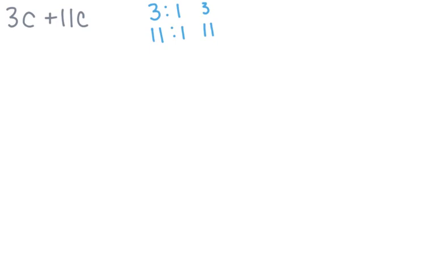We're better than that. If we look, we see that both of these have a C. So our greatest common factor is actually not a number, it's a letter, a variable, and it's going to be C. So C is going to go on the outside, and inside our parentheses, we will simply have 3 plus 11.